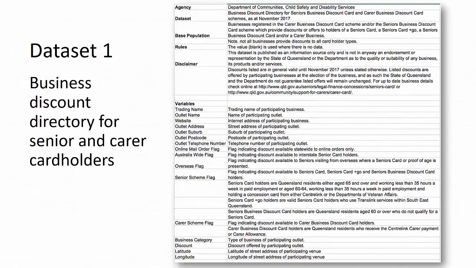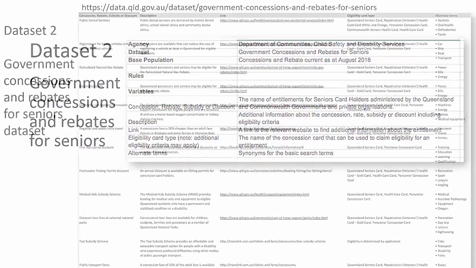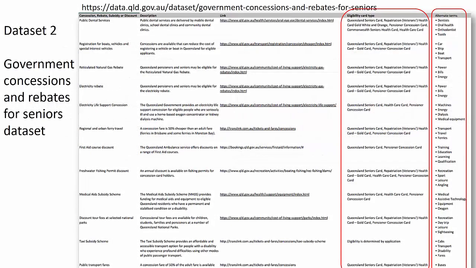The advantage of the Business Discount Directory dataset is that the Excel file data is set out well for a database, with one piece of data in each column. The Government Concessions and Rebates for Seniors Excel file is a much smaller dataset with fewer attributes and only 48 rows of data. However, this spreadsheet is not as well organized, with the eligibility card type and alternative terms columns containing multiple data entries. Multiple entries in a list will need to be split up in the database. However, the data itself will be more useful for the new application.